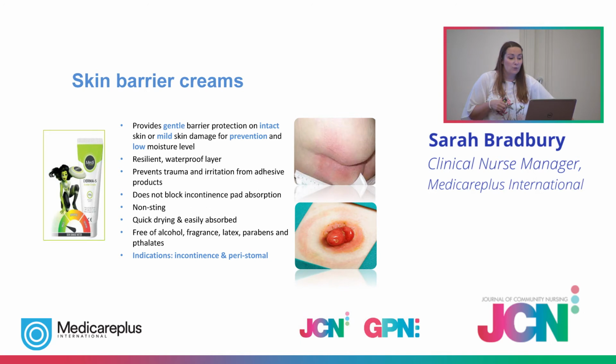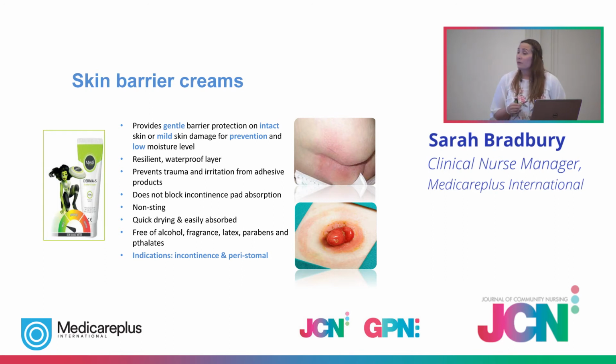So in terms of how we choose our products, we've got three main types: our creams, our films, and then our skin barrier protectant ointments. We look at each of these in turn, but it's always going back to grading the level of skin damage to determine the best product to use, and also what area we are using it on.